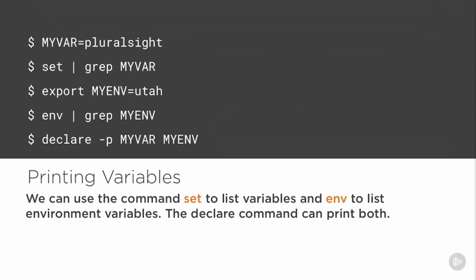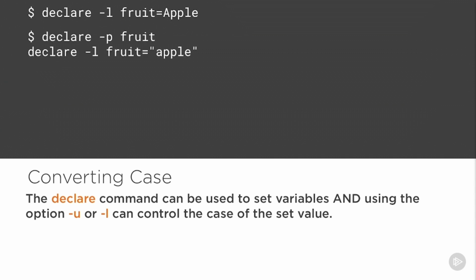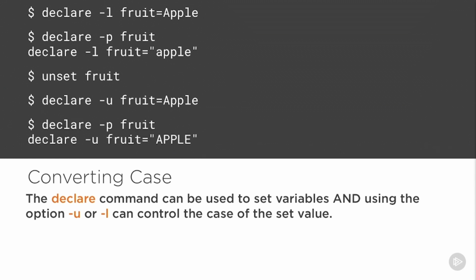But of course, we don't stop at being able to print our variables. We can even do simple things like converting case. So if I use declare -l when I'm configuring my variable, so fruit equals apple, and you can see in the value apple, we've used a mixed case. Well then, converting it through to lowercase, when I take a look at the fruit variable, we can see that it's apple in lowercase. Similarly, we can clear the variable, so unset fruit, declare -u for uppercase, fruit equals apple. Again, it's set in mixed case, but when we look at the stored value, it's been converted through to uppercase.